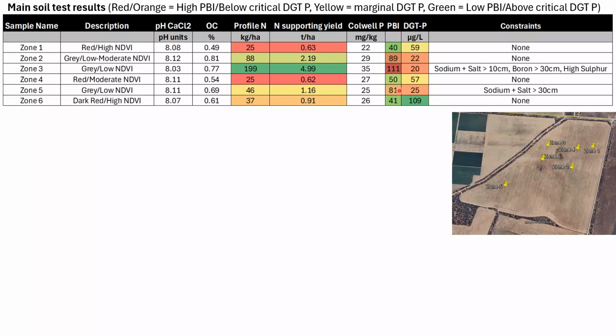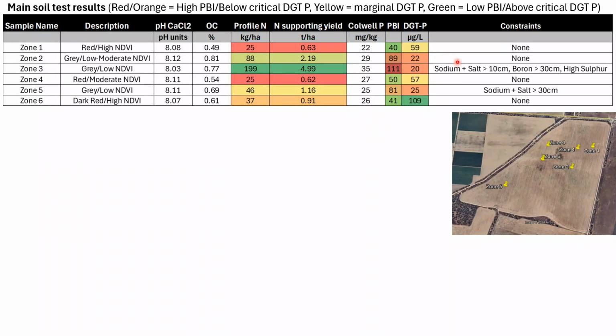DGT performs really well on alkaline soils with carbonate. And these high PBI zones, so 3 of them, zone 2, 3, and 5, have got below par DGT, so we're trying to hit around the 70 mark with the DGT. Importantly, just don't do surface soil. So to get profile N, we went to depth, 50 centimeters in this case.